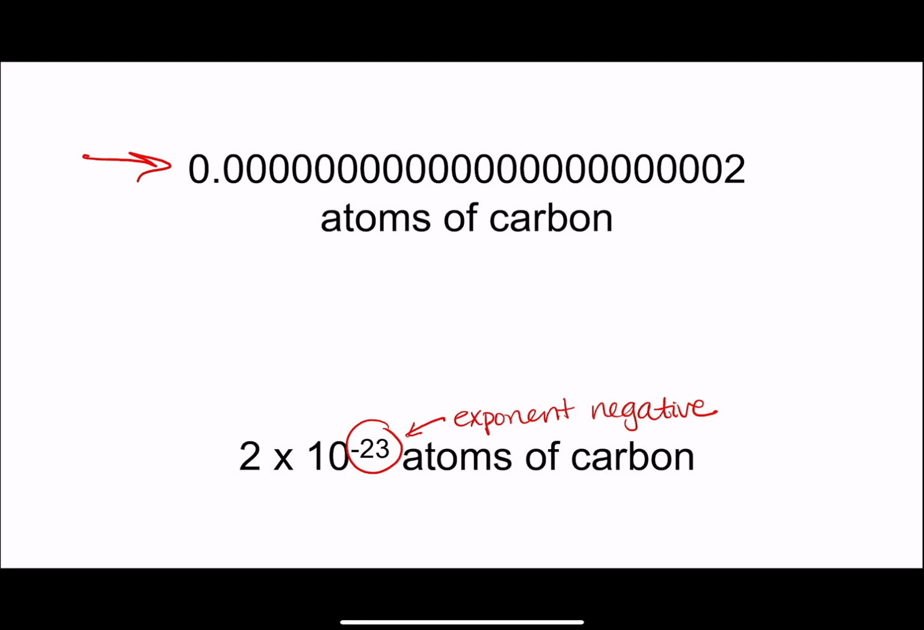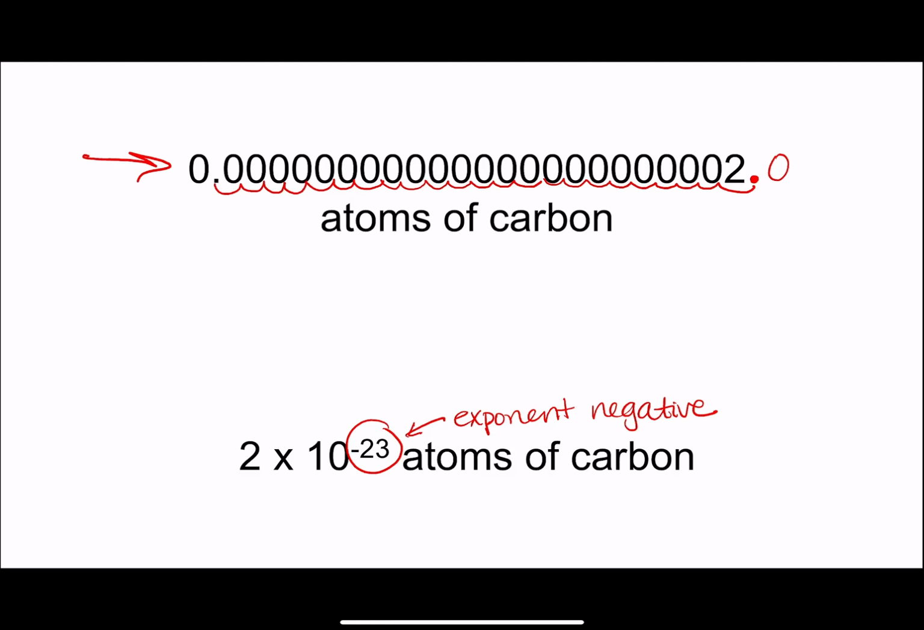So same idea. You're going to move your decimal point and make it go over here, to the end of the number. So you're going to do your jumps. Go 1, 2, 3, 4, 5, 6, 7, 8, 9, 10, 11, 12, 13, 14, 15, 16, 17, 18, 19, 20, 21, 22, 23, right? And again, if we were being exact, that would technically be 2.0, but we don't really need that extra zero at the end, so it's just going to be 2 times 10 to the negative 23rd atoms of carbon.